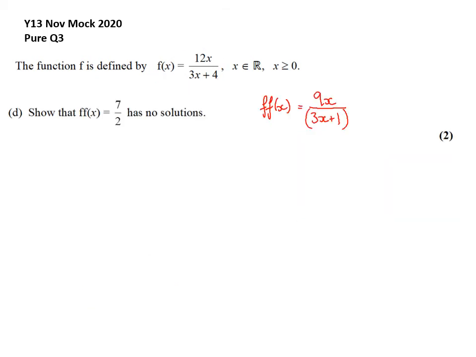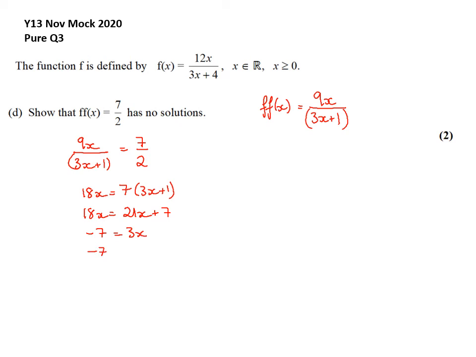We've just shown that f of f of x is 9x over 3x plus 1, and we want to show now that that has no solutions, so we would start by setting it equal, attempting to solve it and seeing what falls out of that. So if I multiply up by the 2 here, I have 18x, multiply up by the denominator, 7 times 3x plus 1. Expand my bracket, 21x plus 7. Subtract the 18x and subtract the 7. Minus 7 is 3x, minus 7 over 3 equals x. So it appears that I get a solution.